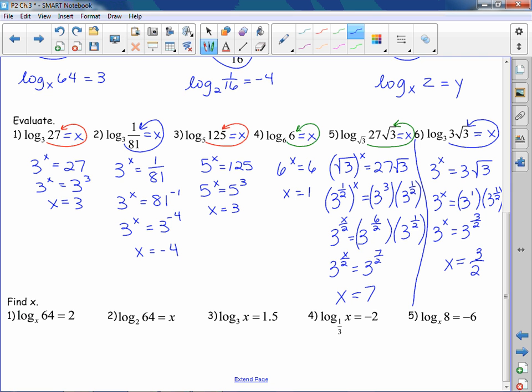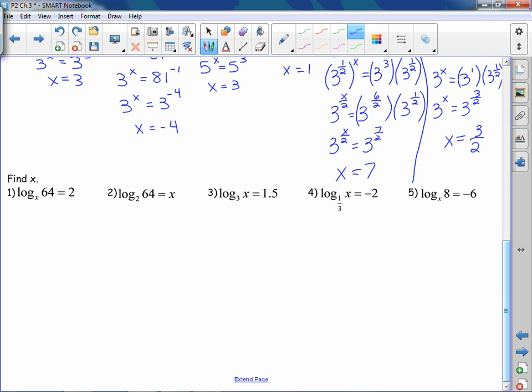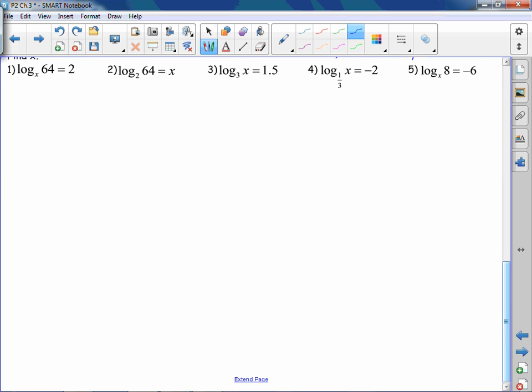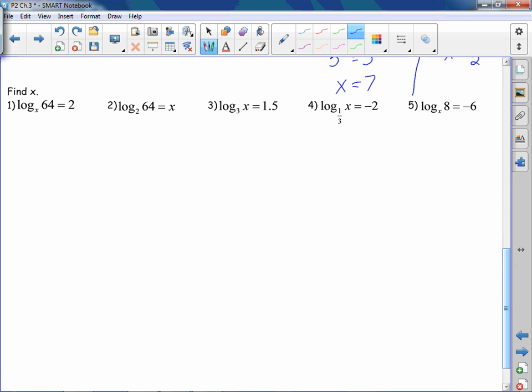Any questions? Okay, let's look at the last few down here. We don't have to say it's equal to x. They give us an x, or I give you an x in some of these. Log base x of 64 equals 2. So we're going to switch it.